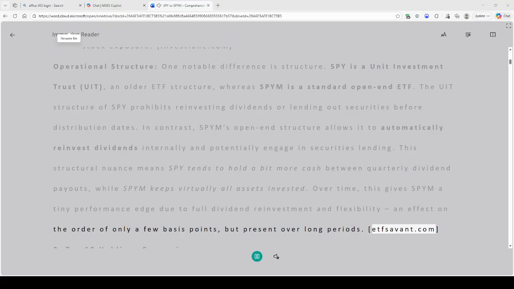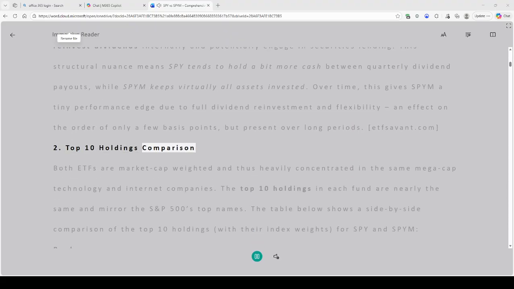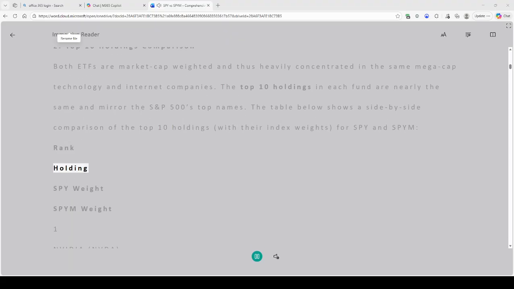2. Top 10 Holdings Comparison. Both ETFs are market cap weighted and thus heavily concentrated in the same megacap technology and internet companies. The top 10 holdings in each fund are nearly the same and mirror the S&P 500's top names. The table below shows a side-by-side comparison of the top 10 holdings, with their index weights, for SPY and SPYM. Rank. Holding. SPY weight. SPYM weight.